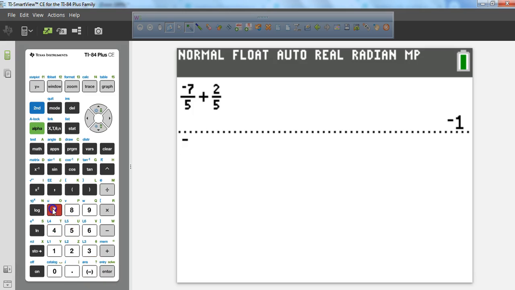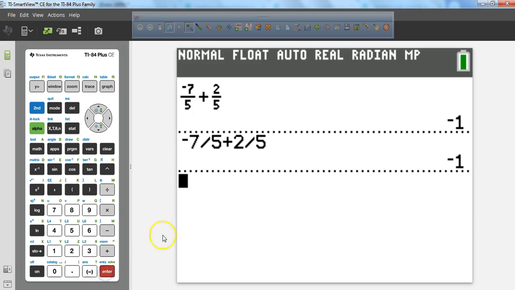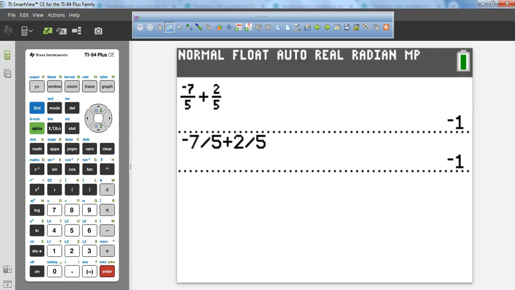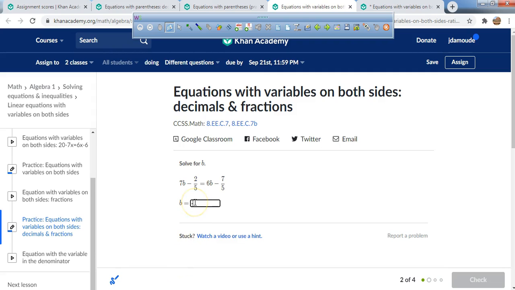You could also do it horizontally. Do negative 7 divided by 5, plus 2 divided by 5, just like that in the old graphing calculator. Boom, it still equals negative 1. And so that's what I'm going to type in right here, negative 1. No, not there. Hold on. There we go. Negative 1.